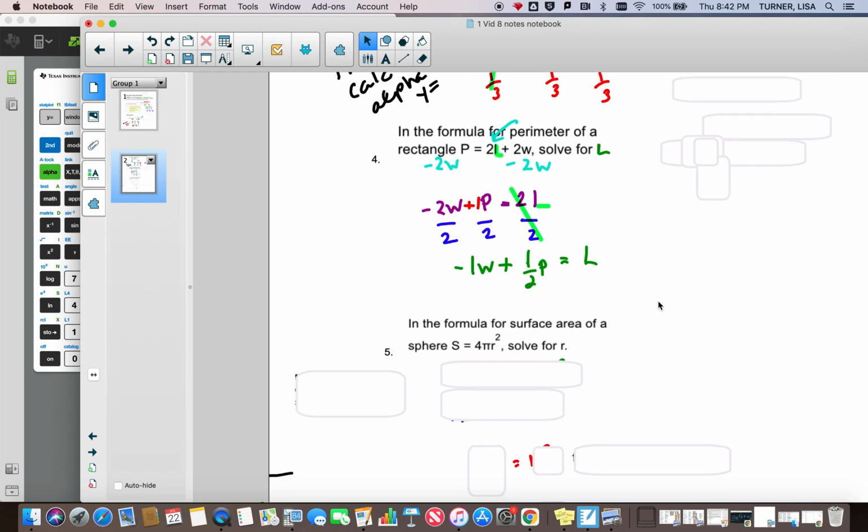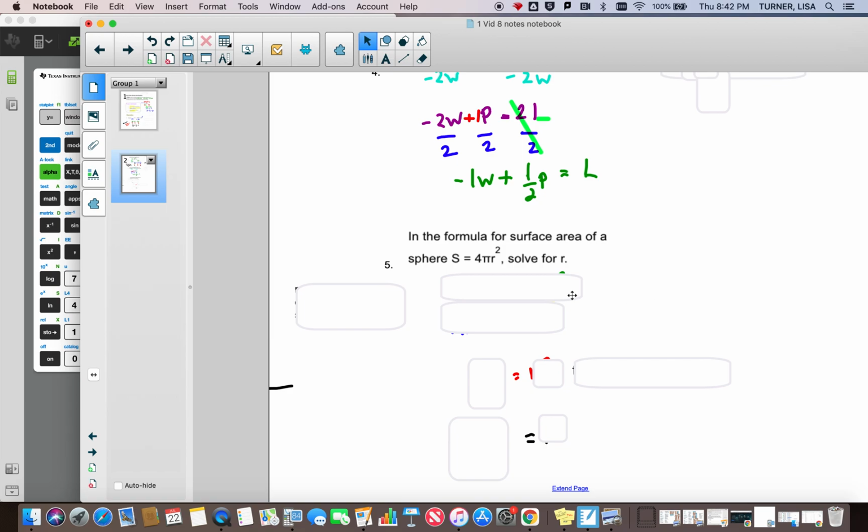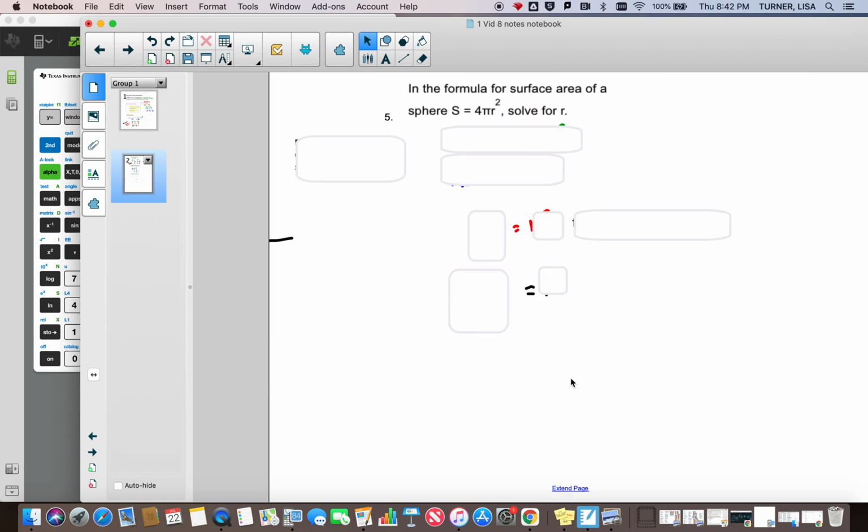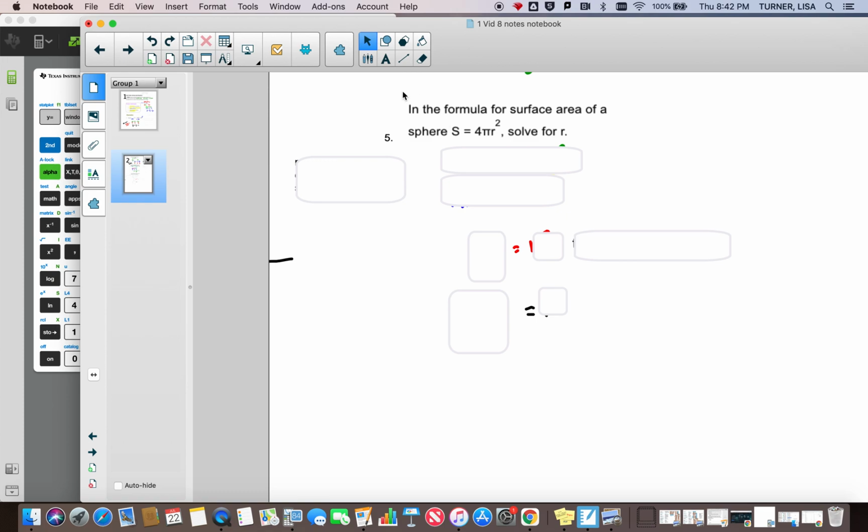Alrighty, and one more here. Thank you for sticking with me and doing such a great job. In the formula for the surface area of a sphere, we have s equals 4 pi r squared, and we want to solve for r, which is a little unusual because it's the squares. So we're going to have to do something a little special, and I want to make sure you know how to do that.